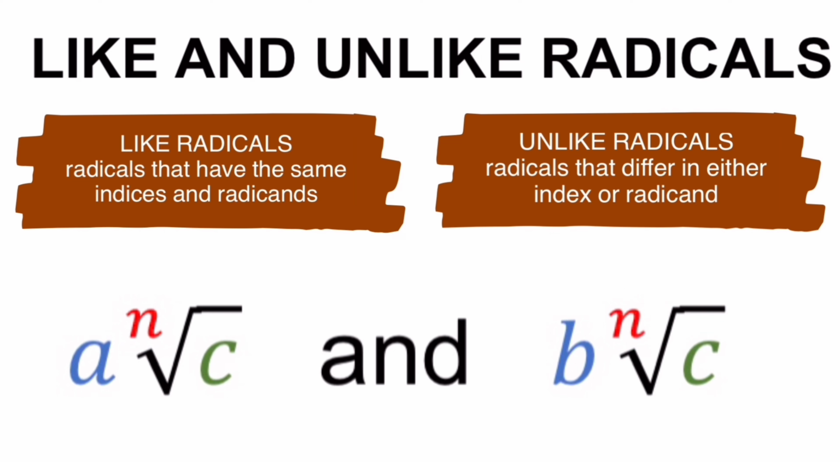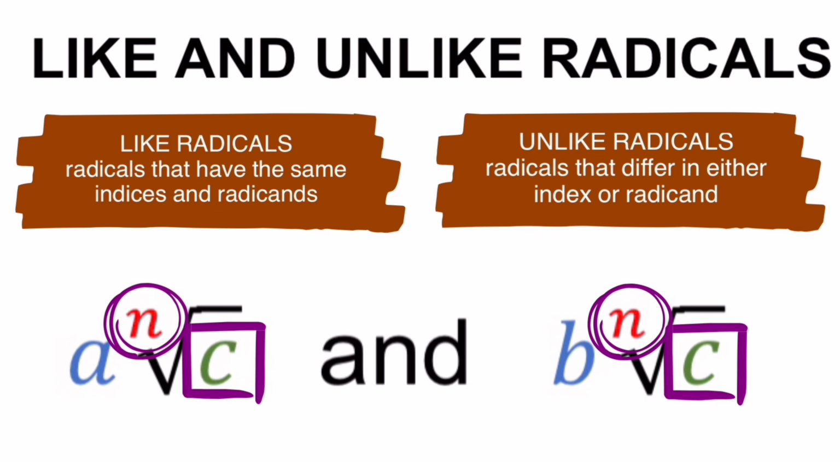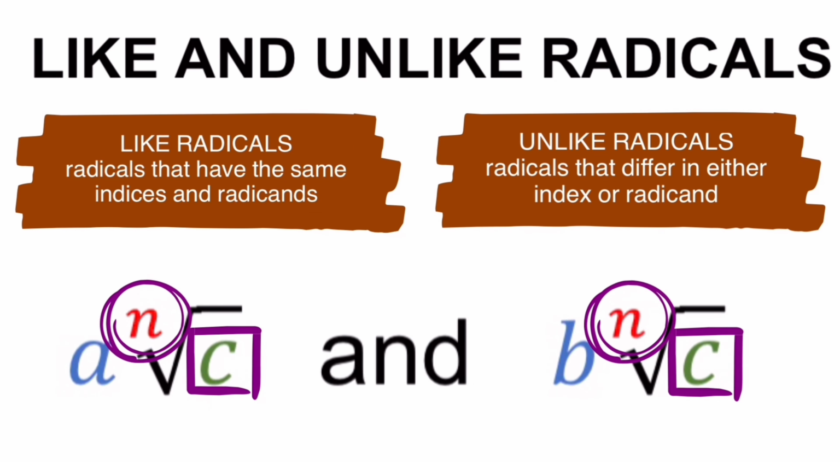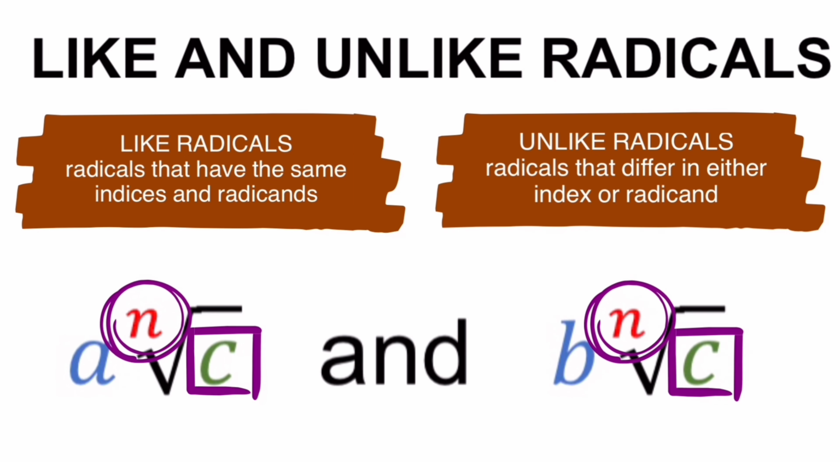So these two radical expressions that we have here are like radicals. The only two parts of the radicals that we look at to determine if they are like or unlike radicals are the indices and the radicands. In this case right here, both indices are the same and both radicands are the same. It doesn't matter if the coefficients are not the same. As long as the indices and the radicands are the same, then we go ahead and say that the radicals are like radicals.